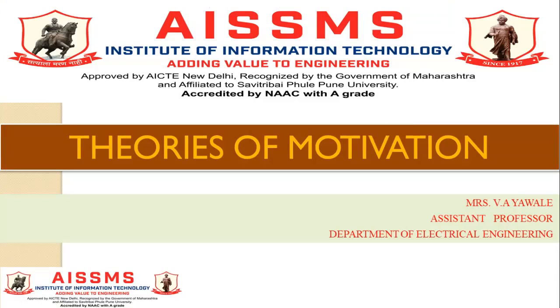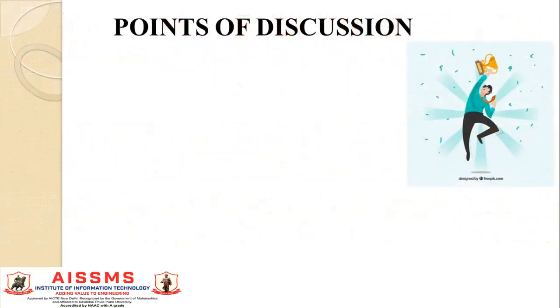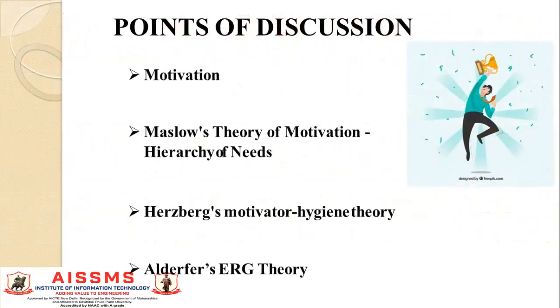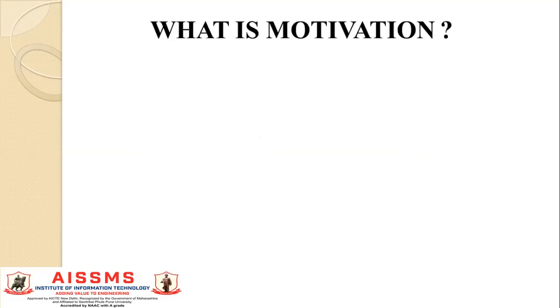Let's first see what are the points of discussion that we are going to discuss today. We are going to see first what basically motivation is, and three important theories of motivation: Maslow's theory of motivation, which is also known as hierarchy of needs, Herzberg's motivator theory, which is also known as the hygiene theory, and Alderfer's ERG theory. Before getting into these theories, let's first see what motivation means for all of us.